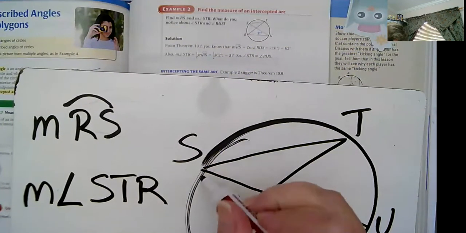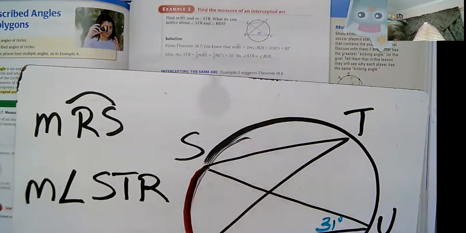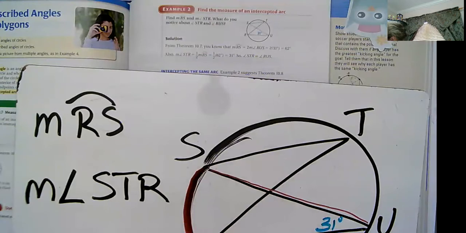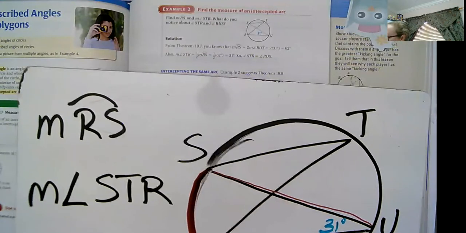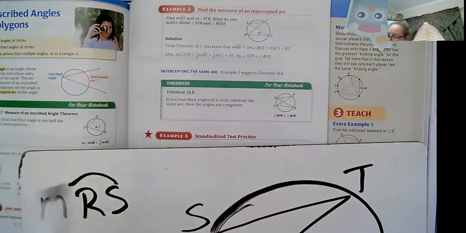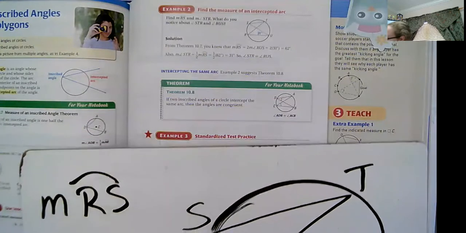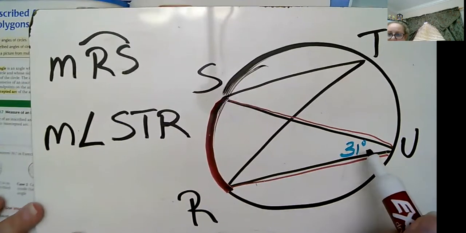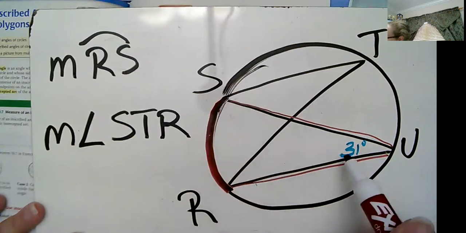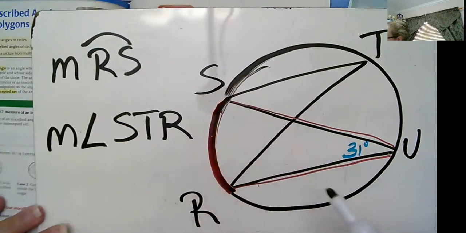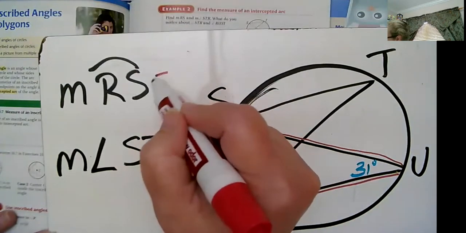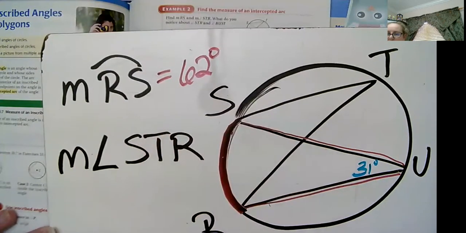So it wants to find this arc. Well, if you notice, it references this angle right here. So it goes back to theorem 10.7 over here with this inside angle and this arc length. If they give us this angle, this arc length is going to be double that. So 31 times 2 is 62. So that arc length is 62 degrees.